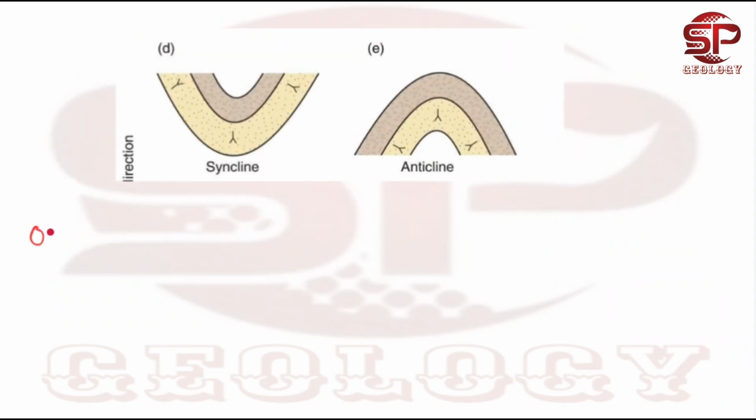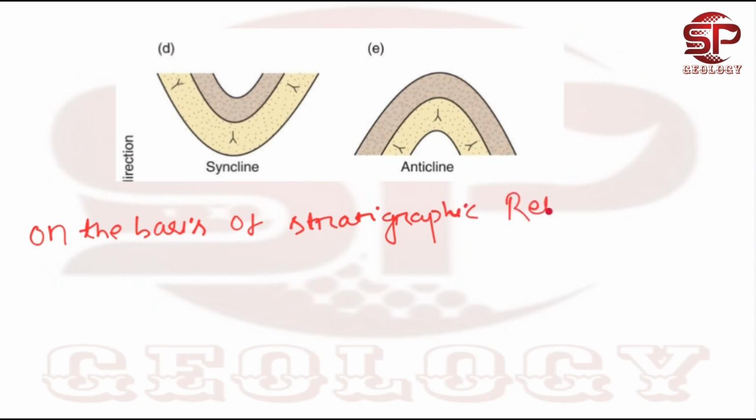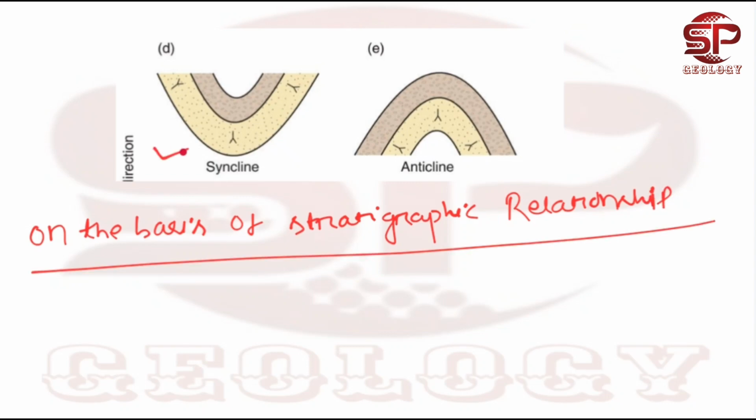On the basis of stratigraphic relationship, you can say there are two types of folds: syncline and anticline. In a syncline fold, you will find younger rock at the core and older rock at the periphery.